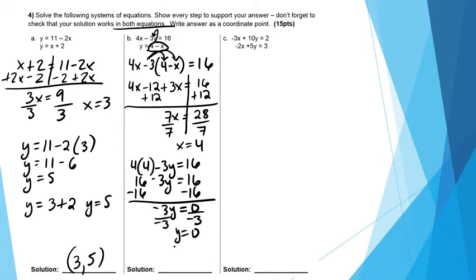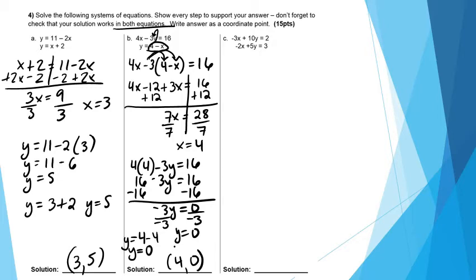Again, I'm going to check my other equation as well. So the second equation says y equals 4 minus x, and I think x is 4, so y equals 4 minus 4. 4 minus 4 is 0. So my point is (4, 0). The last one here is an elimination problem. If you used a different method, that can work too, but elimination is probably your best strategy.